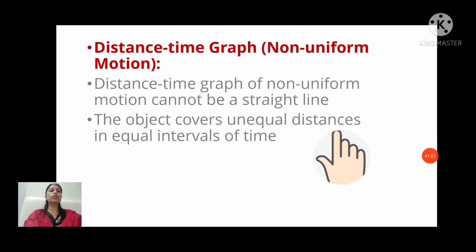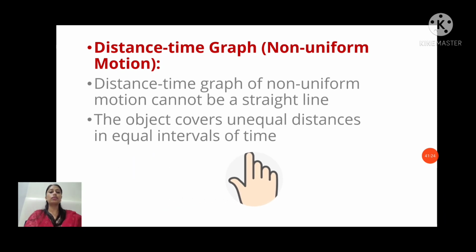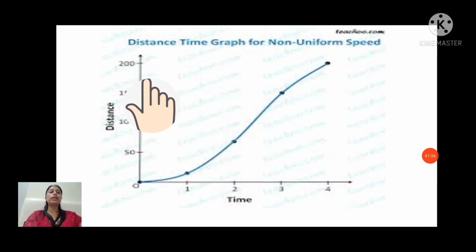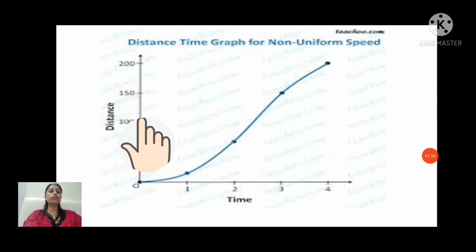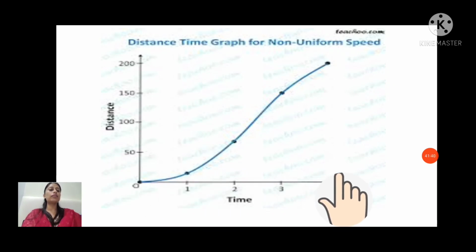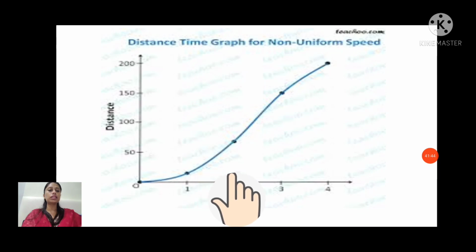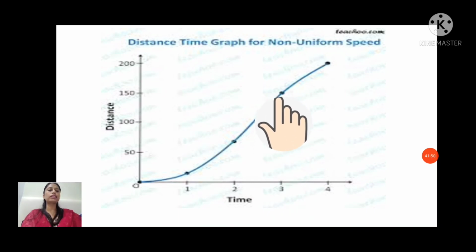The object covers unequal distances in equal intervals of time. Means in this case the object will cover different distances, but unequal distances in equal intervals of time. Here you can see 0 to 50, 50 to 100, again 50, 50, 50 difference of distance, and time 1, 2, 3, 4. So suppose in the first hour it has covered some distance, in the next hour some distance less than 100, and in the next hours more.